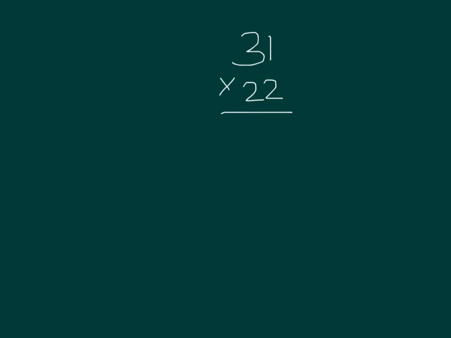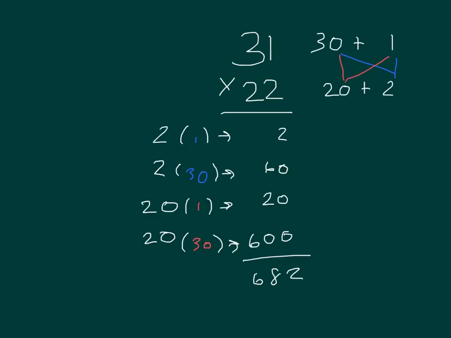Now you give it a shot. Try to find the answer of 31 times 22 using partial products. Remember to use what you know about multiplication facts and place value to help you solve. Pause the video here. Great job. Check your work. Does it match mine?